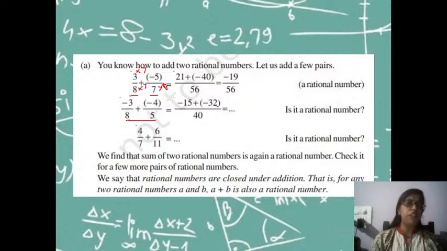Now plus into minus is minus here. So minus and minus, how much will you get? The denominator will be the same, that is 40. Oh my god, my handwriting is really horrible. Just a minute.